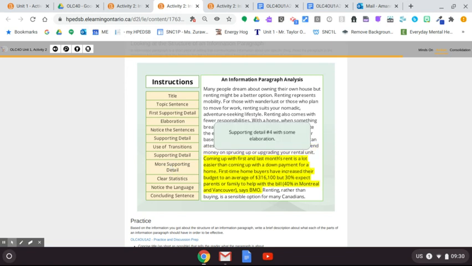Next, supporting details. So coming up with the first and last month's rent is a lot easier than coming up with a down payment for a home. First-time home buyers have increased their budget to an average of $316,100, but 30% of parents or families, but expect parents or families to help with the bill. 40% of Montreal, says BMO.